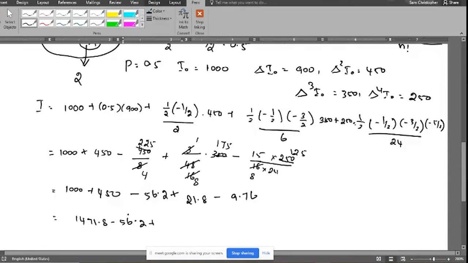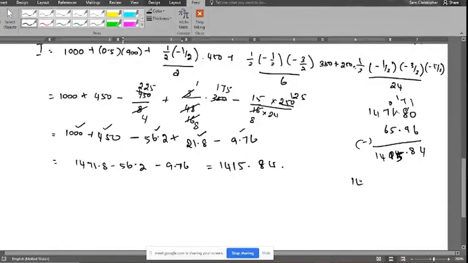So I added all the three. All we do is subtract this and this. So minus 9.76. So this adds up to 64.96, or 65.96. So 1471.8 minus 65.96. 1471, sir, 1405.84, sir.